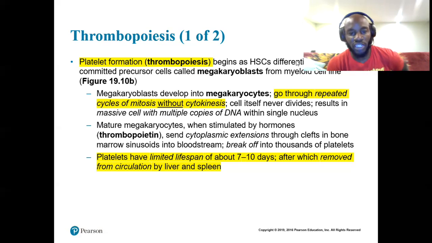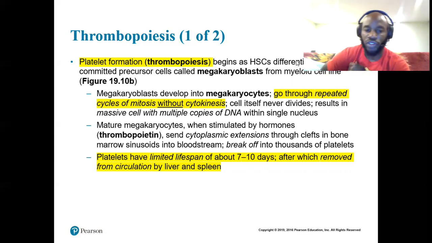Mature megakaryocytes, stimulated by the hormone thrombopoietin, send cytoplasmic extensions through the clefts in the bone marrow sinusoids to the bloodstream and break off into thousands of platelets. All right, so we have this one cell, this megakaryocyte, that goes through the process of mitosis over and over, forms this big cell, and then breaks apart, and the bunches of platelets enter through the clefts in the bone into the bloodstream.